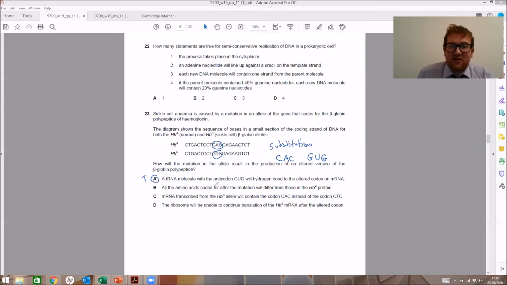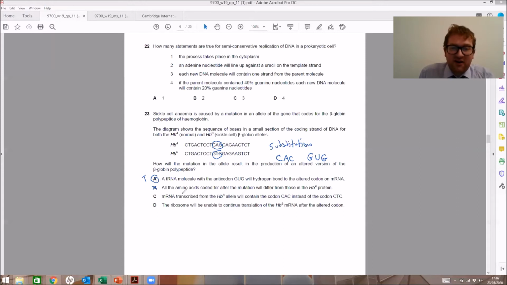All amino acids coded for after the mutation will differ from those in the normal protein. Well, this is not true. As you can see here, it's only affected this one. So GAG, AAG, TCT, they're the same in both of them. Okay, so all these other amino acids have not been altered.